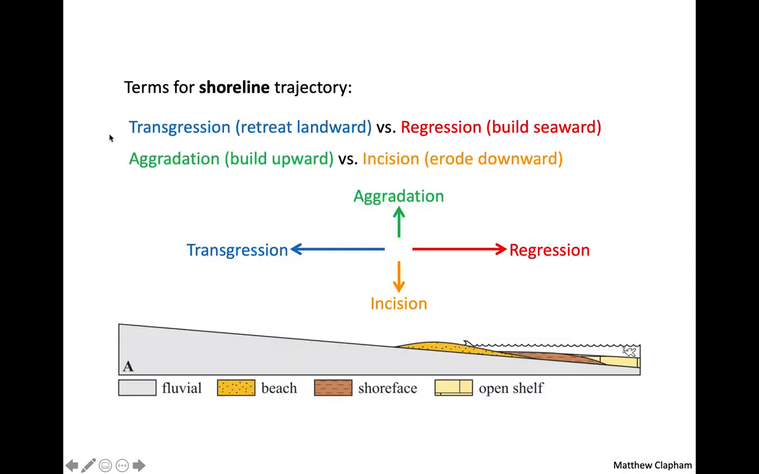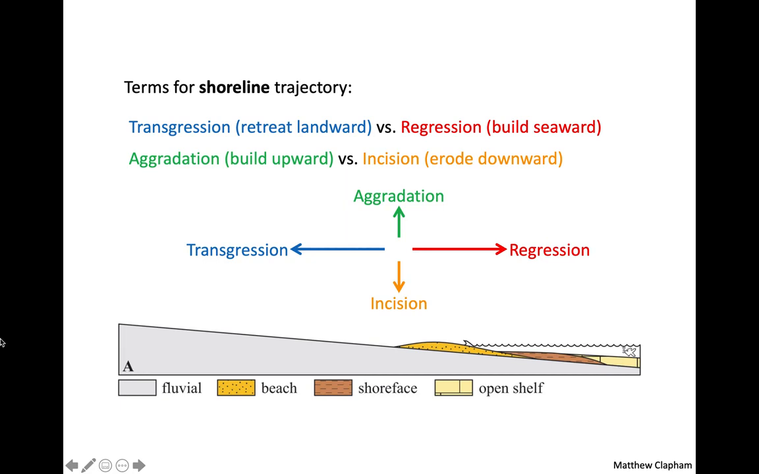So transgression again is a retreat landward, meaning the ocean is moving up. And regression is building seaward, the ocean is moving backwards. This is going to go with the terms that we've just learned for progradation, which goes with regression. A prograding coast goes with a regressing sea, and a transgressing sea goes with a retrograding coast.